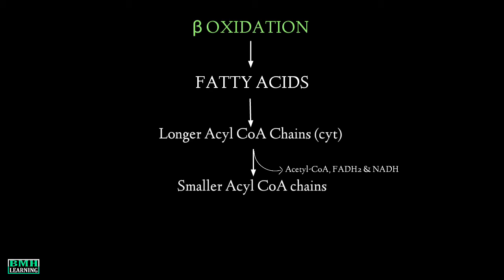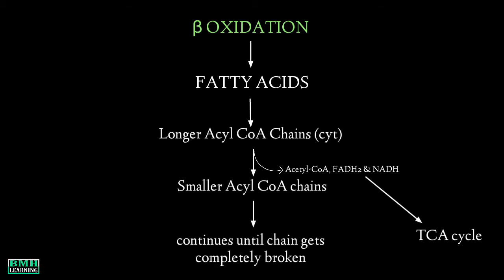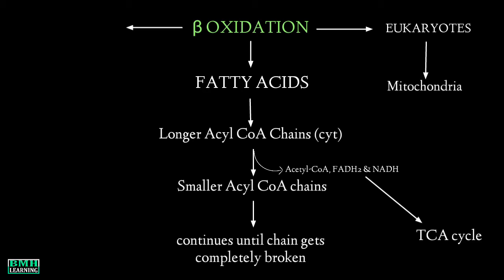All of these three then enter another metabolic process called the citric acid cycle or Krebs cycle, in which ATP is produced to be used as energy. Beta oxidation goes on until the acyl-CoA chain has been completely broken down. In eukaryotic cells, beta oxidation takes place in the mitochondria, whereas in prokaryotic cells, it happens in the cytosol.